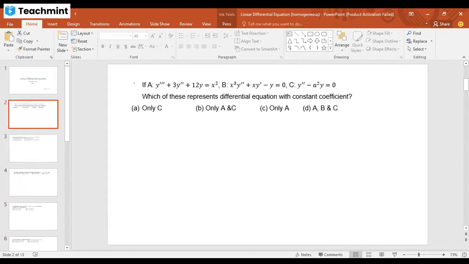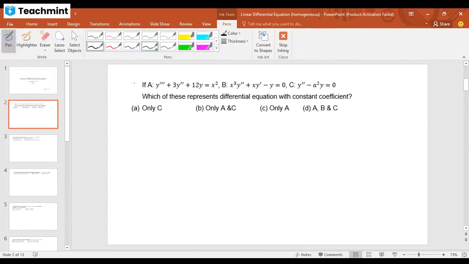Let us start with the first problem. In this case, we are given three differential equations, A, B, and C. And the question is, which of these represent a differential equation with constant coefficient? Basically, the general representation of the linear differential equation is a0 times the nth order derivative of y plus a1 times the (n minus 1)th order derivative of y plus and so on, plus an y is equal to R(x). This is the general representation of nth order linear differential equation.